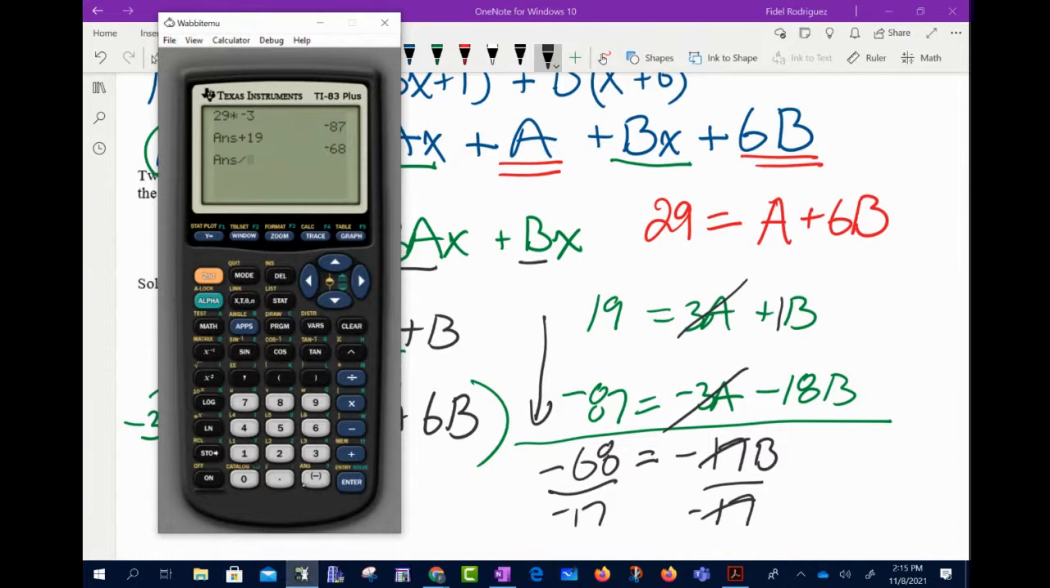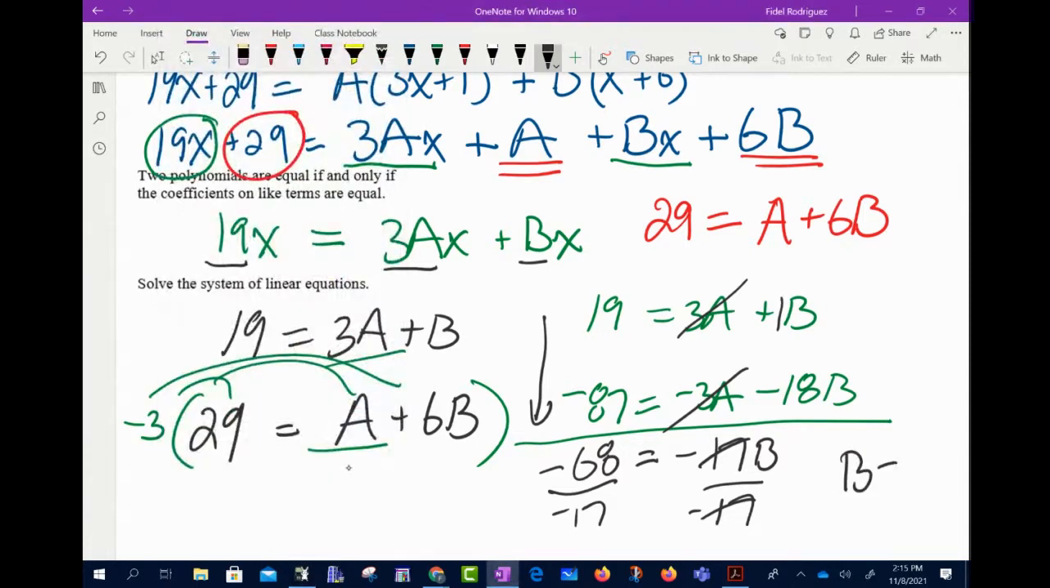So we take negative 68 and we divide it by negative 17. I'm coming up with 4. Okay, so we got b is equal to 4. Okay, now that we know b equals 4, y'all, we still need to find the value of a.